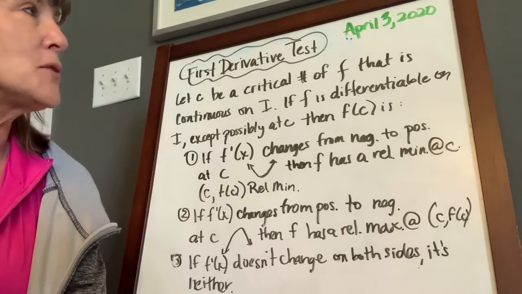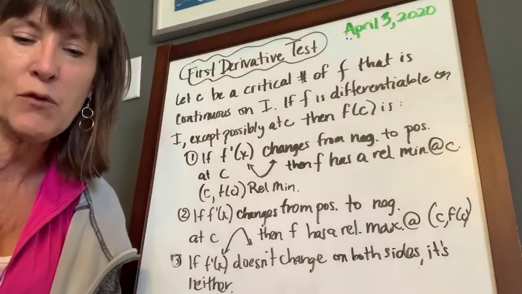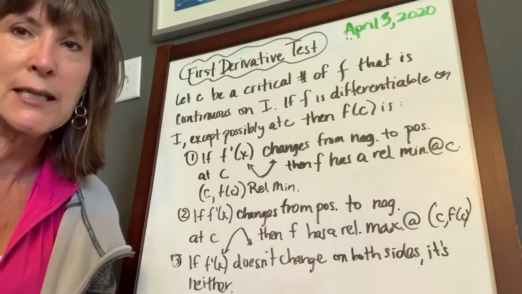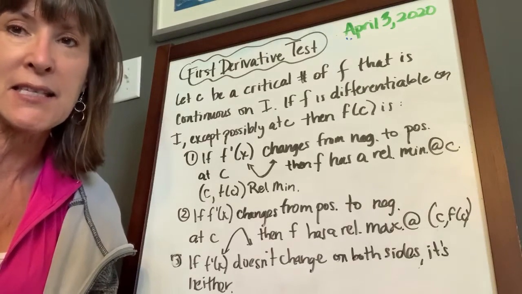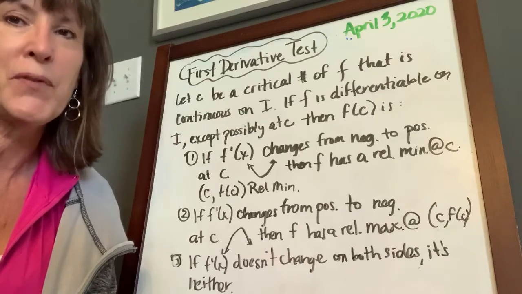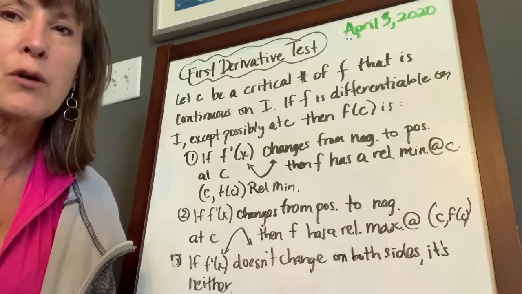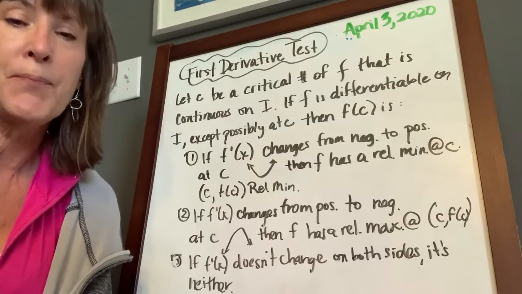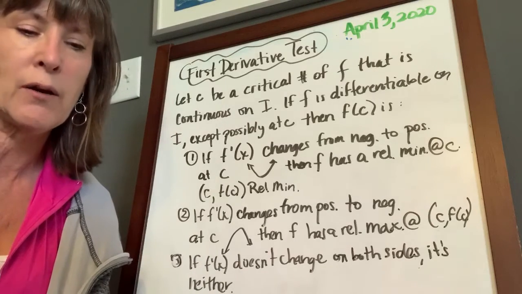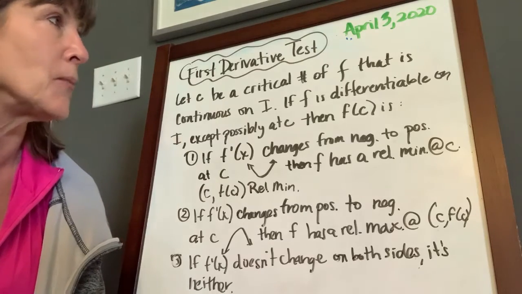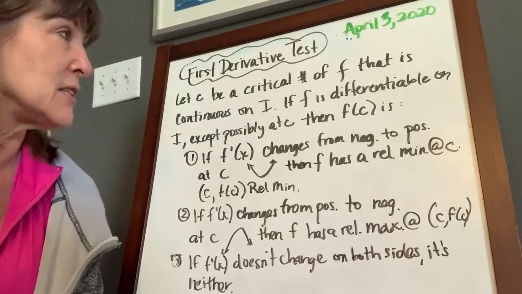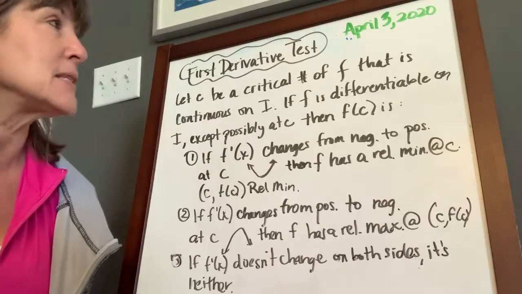Okay, so we know how to find the critical points of a function. We know how to determine where a function is increasing or decreasing by analyzing the sign of the first derivative. Now let's go back to those critical points, those C values, where the derivative is either undefined or where the derivative is equal to 0. There are a few things that we need to discuss about those critical points.